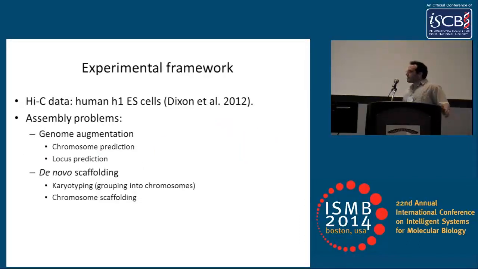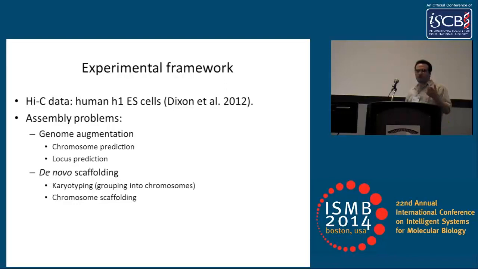So how does the setup look like? We use Hi-C data. Actually, this wasn't even generated by our lab. This is from Bing Ren's lab. So we use human ES cells, and here we studied 2 problems. The first one is a bit easier. It's called genome augmentation. Here, most of the genome is assembled, and there are a number of contigs where you don't know where they go. Okay, and this is actually the status of all the high-quality genomes. So even the human genome is in this status currently. And I'll talk about that a bit later.